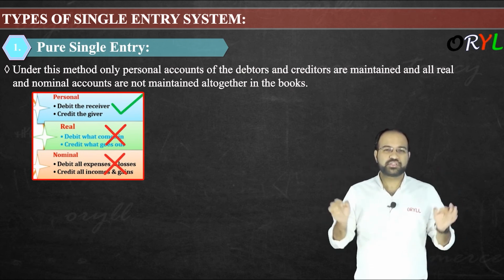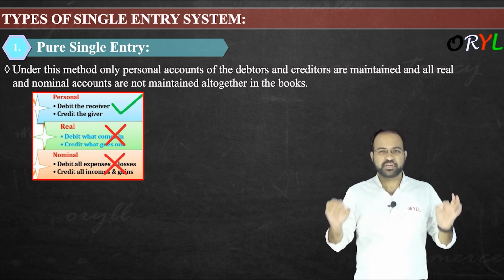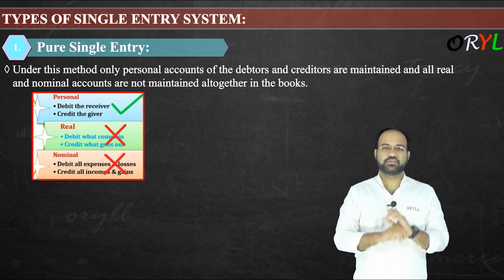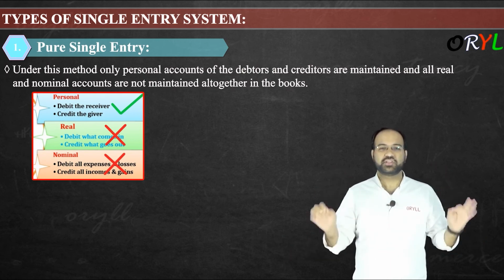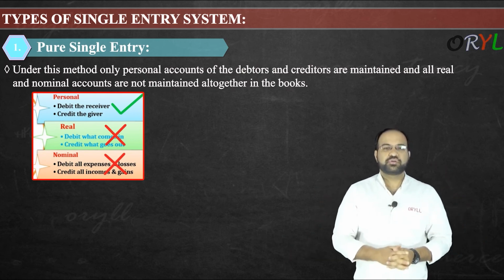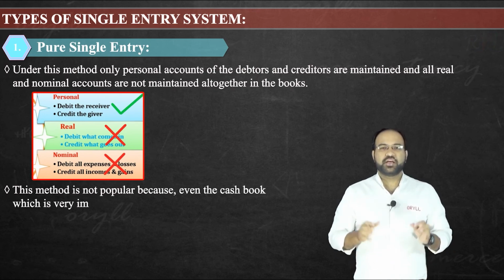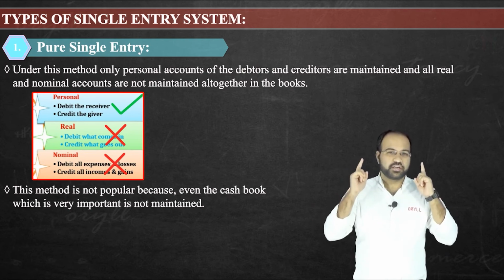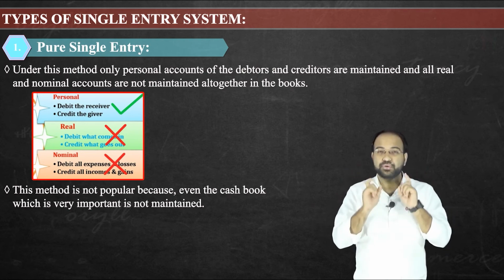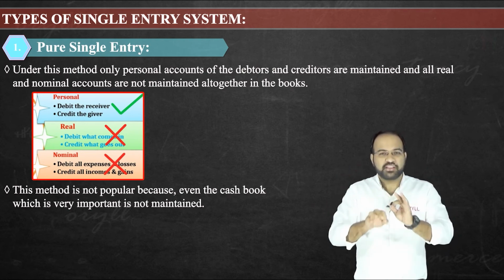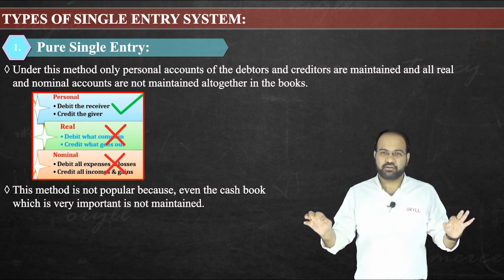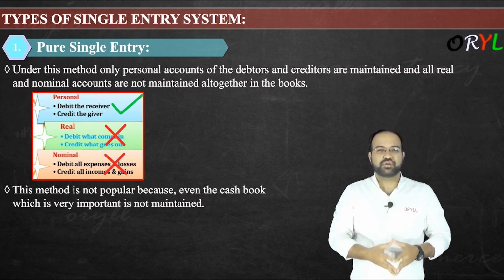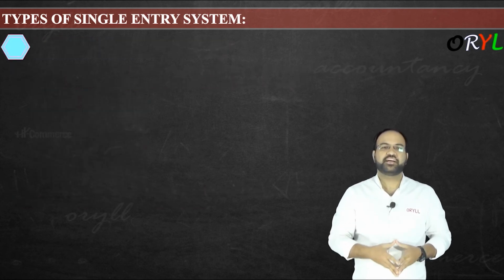So under the pure single entry system, remember, only personal accounts of customers and suppliers will be maintained, and real accounts and nominal accounts will not be maintained in this book. Got it? This method is not popular because even the cash book, which is very important, is not maintained. Remember, under the pure single entry system, even the cash book is not maintained. Only personal accounts of debtors and creditors are maintained. So this was about the first type. Now let us go for the second type.